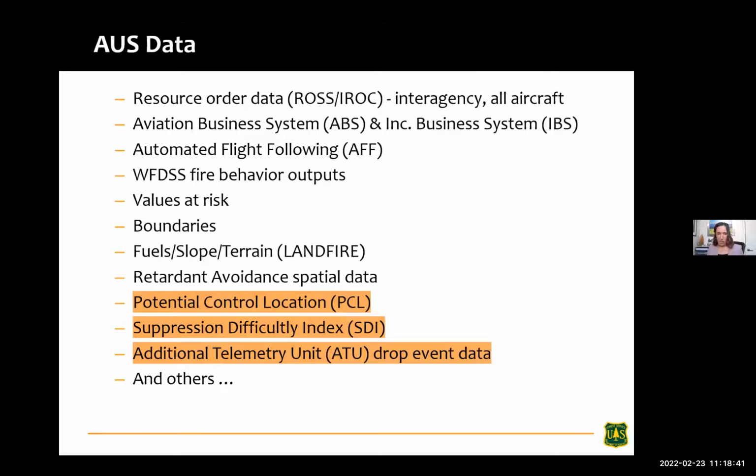It's built upon a bunch of data sets that we're all familiar with: dispatch records from ROSS or IROC, financial flight data records from Aviation Business System, that's a Forest Service data set, flight following system, automated flight following, WFDSS fire behavior outputs, values at risk from various sources, boundaries, jurisdictions, DPA boundaries, fuel, slope, and terrain from LANDFIRE or LiDAR data, whatever is available. Retardant avoidance spatial data is an important tool.